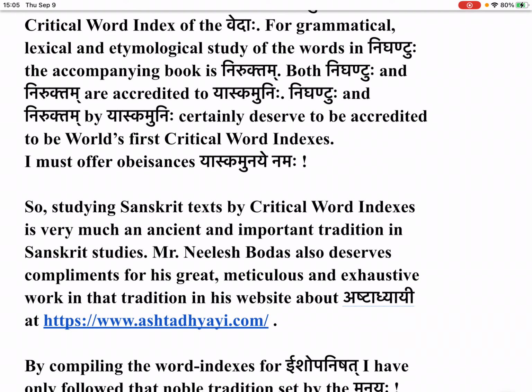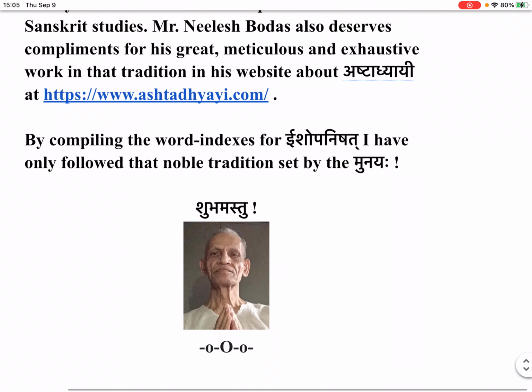So studying Sanskrit texts by critical word indexes is very much an ancient and important tradition in Sanskrit studies. Mr. Nilesh Bodas also deserves compliments for his great, meticulous, and exhaustive work in that tradition in his website about Ashtadhyayi at https://www.ashtadhyayi.com. By compiling the word indexes for Ishopanishad, I have only followed that noble tradition set by the Munaya. Shubhamastu.